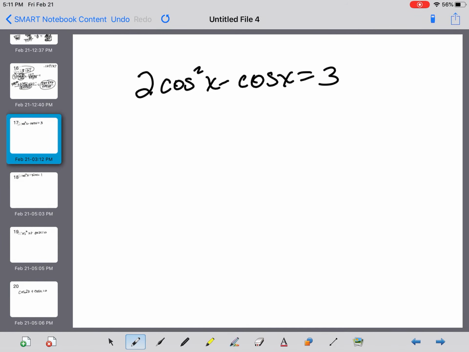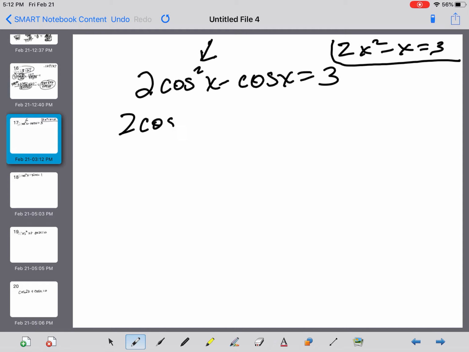Okay, this is how you'll do some of your homework. Here's an example where you have what's called a quadratic, and you can factor just like if you have 2x squared minus x equals 3, and you get it equal to 0 and factor. You could do it with trigonometry words also.